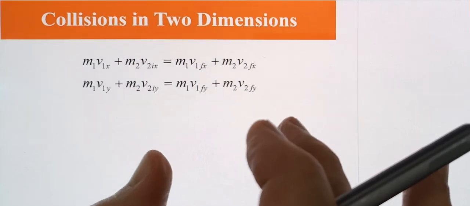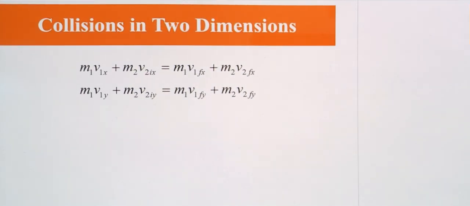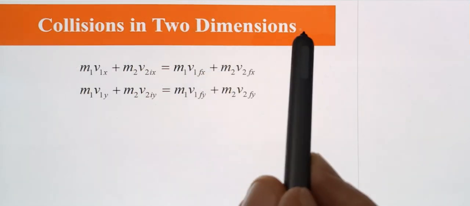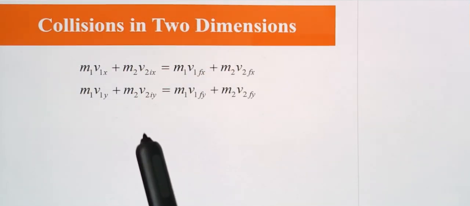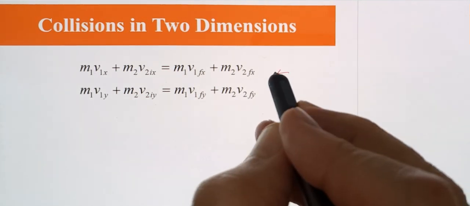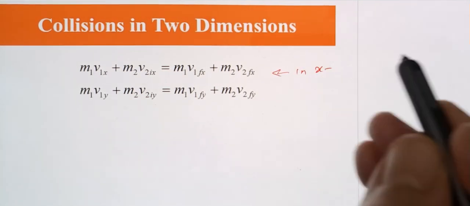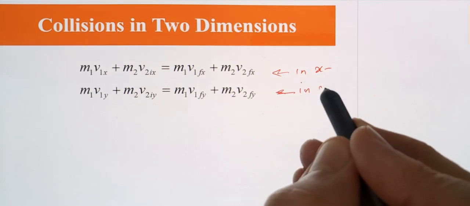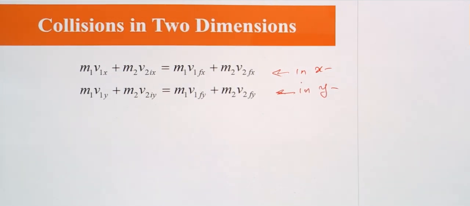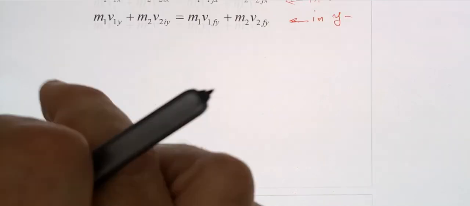Okay. Now, as we said, momentum is conserved in the x-axis, momentum is conserved in the y-axis, momentum is conserved in the z-axis. So when we have a collision in two dimensions, momentum is conserved in the x-axis and momentum is conserved in the y-axis. And this will help us to solve problems in momentum.